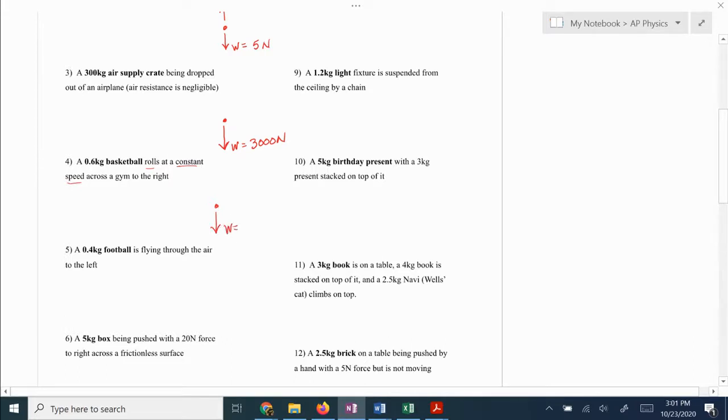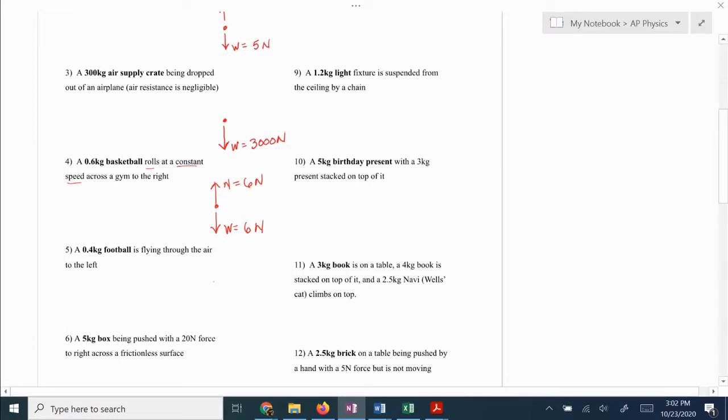We would have the weight force. 0.6 times 10 is going to give you 6 newtons. You would also have the normal force upwards, which is also going to be equal to 6 newtons. And then again, no horizontal forces because it says it rolls across the gym at a constant speed. Rolls means that it's not being pushed. And if it's not being pushed and it's going at a constant speed, then there's no force of friction either.